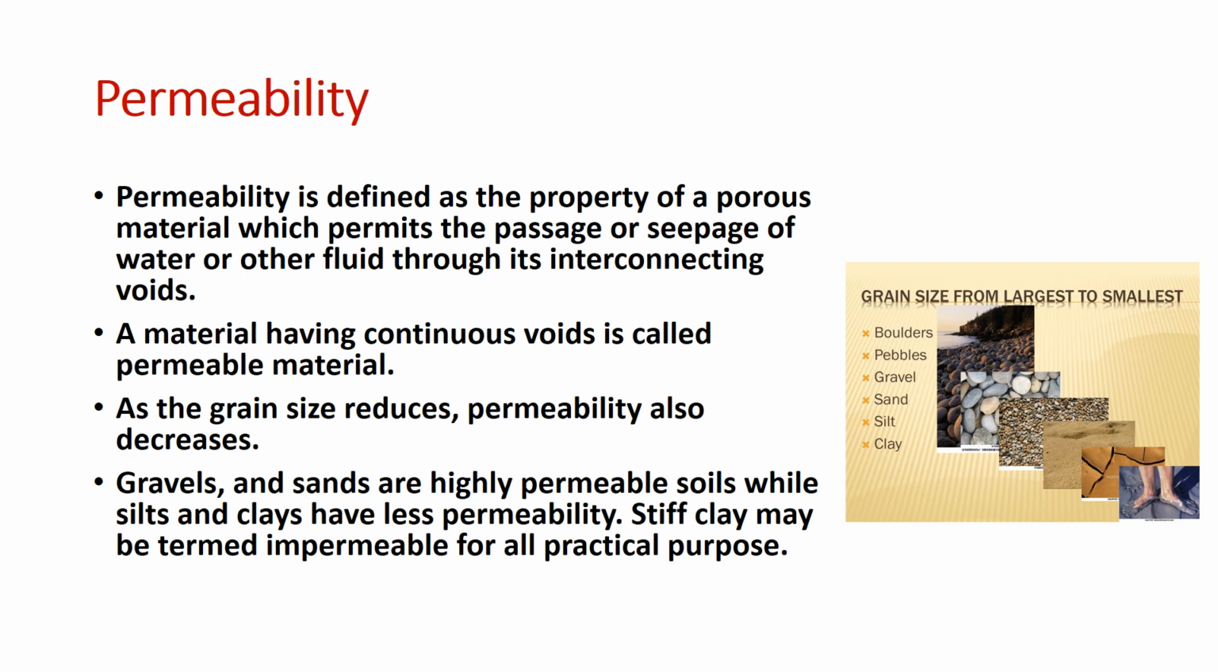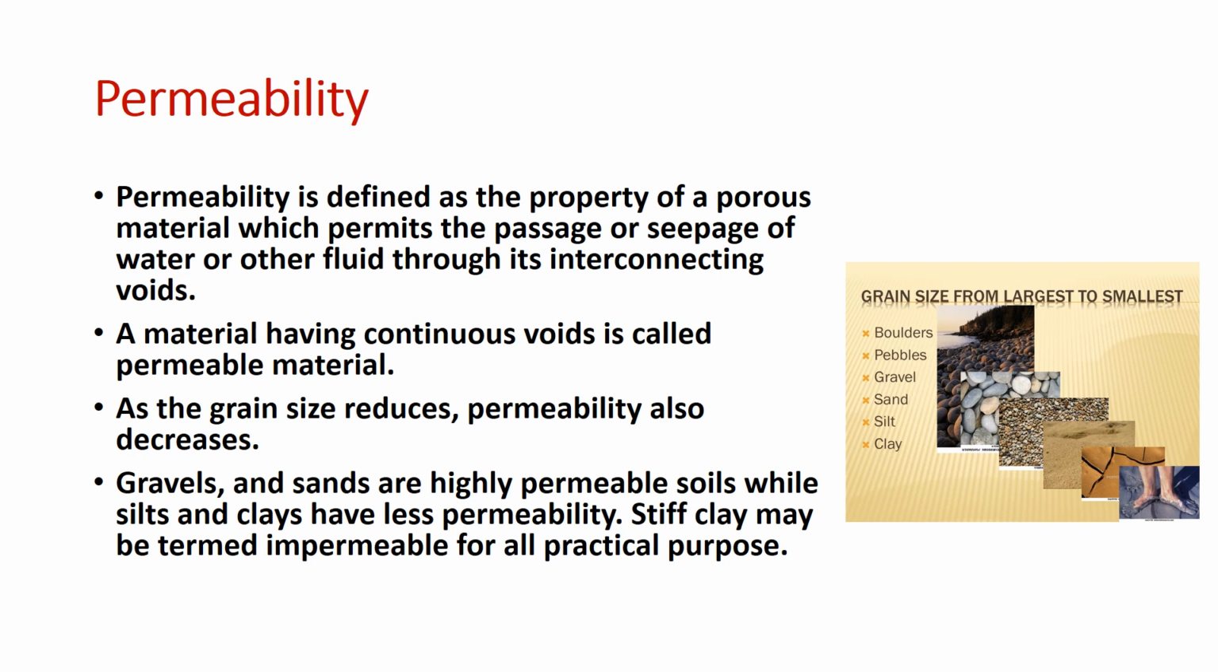So basically there are two requirements for a material being porous or permeable. One, it should be porous; two, it should permit the passage of water or other fluid through its continuous interconnecting voids. And then such a material having continuous voids is called permeable material.